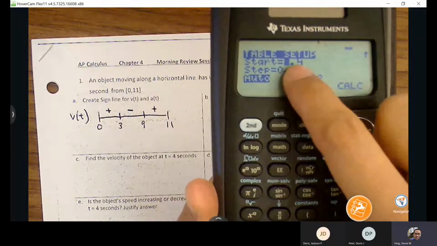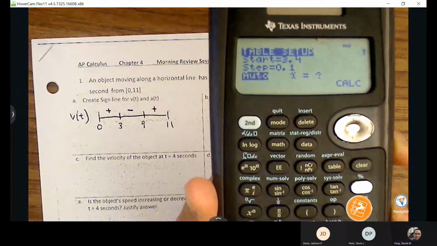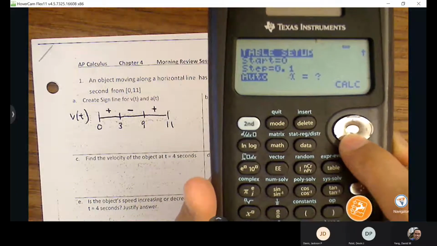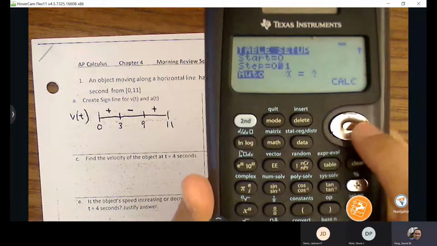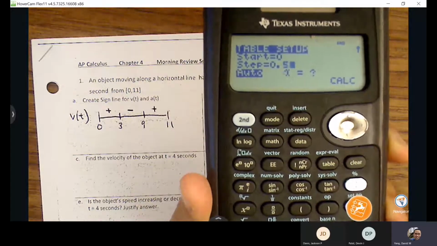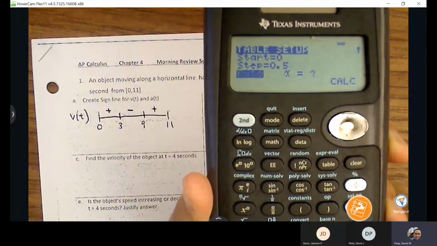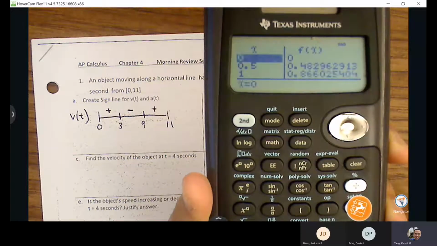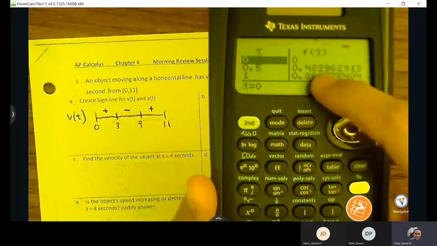Okay, now you're going to start at 0. And maybe at first you want to start with a larger interval, maybe 0.5 or something. And all you're doing is looking to see, well, first you want to visualize how the graph is moving.